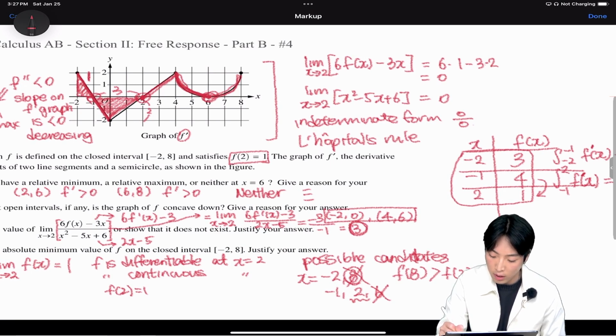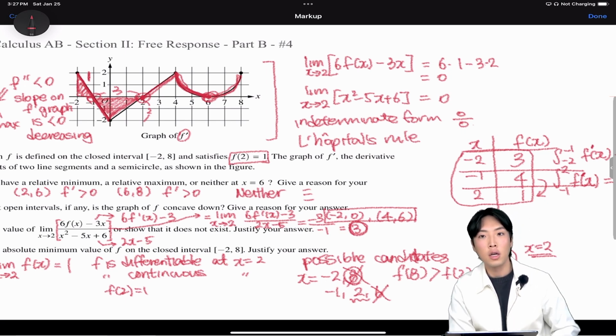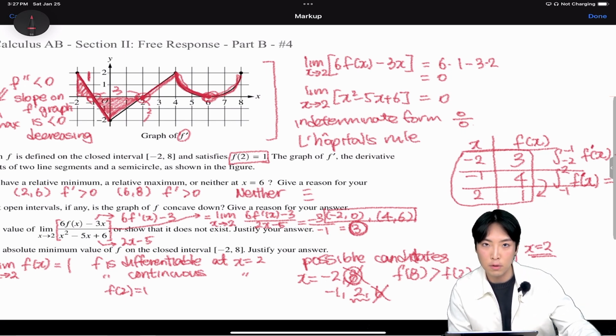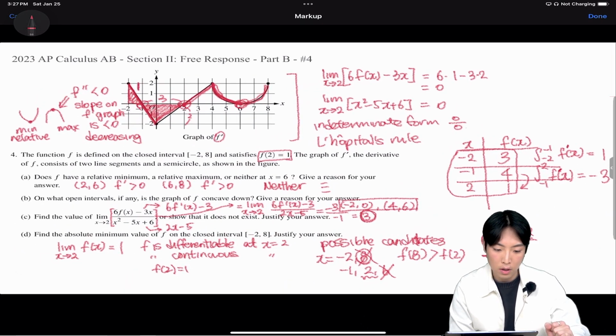And this happens when x is 2. But the answer is 1, because we're looking for the absolute minimum value, not the point of x when absolute minimum value occurs. So that concludes our AP question.